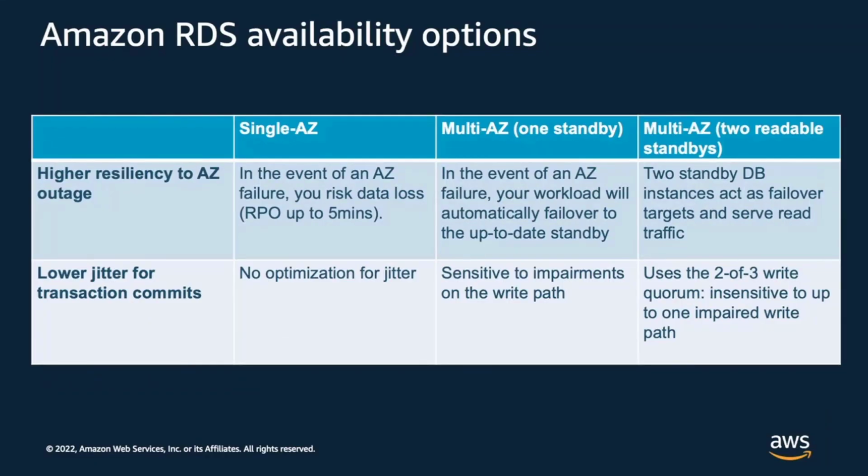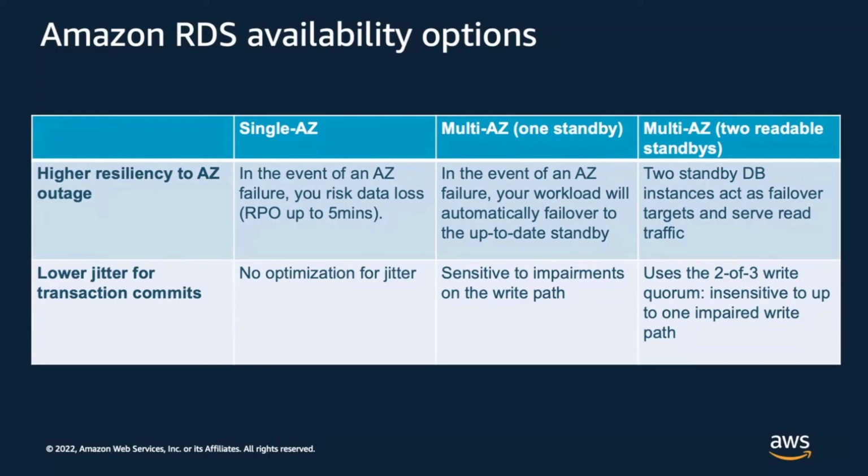Nice. Next, let's discuss the resiliency to AZ outages. With single AZ, there is no resiliency in case of an AZ outage. If this occurs, you risk data loss and hours of failover time. In multi-AZ with one standby deployment, in the event of AZ failure, your workload will automatically fail over to the up-to-date standby. In multi-AZ with two standby option, two standby database instances act as failover targets and serve read traffic for you.